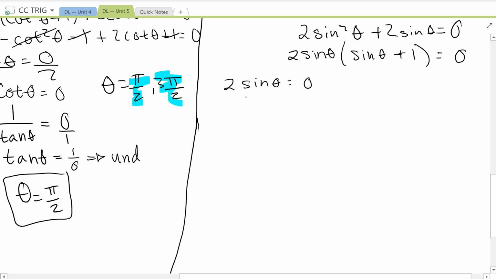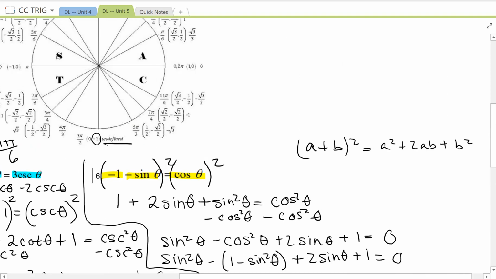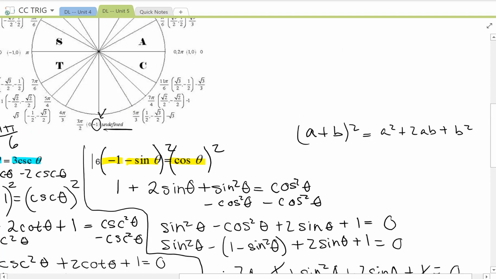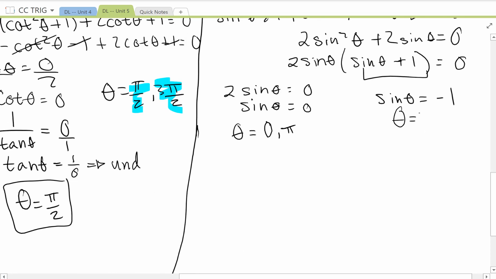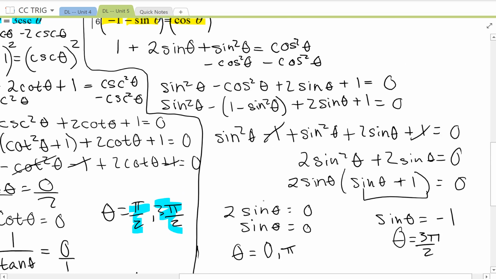2 sine theta equals 0 is just sine theta equals 0, which is 0 and pi. And sine theta plus 1 equals 0, so sine theta equals -1. Subtract 1 on both sides. Where is the y value equal to -1? There's only one spot, and it's right here at 3 pi halves. So it appears as though we have 3 answers, but we decided to square both sides.